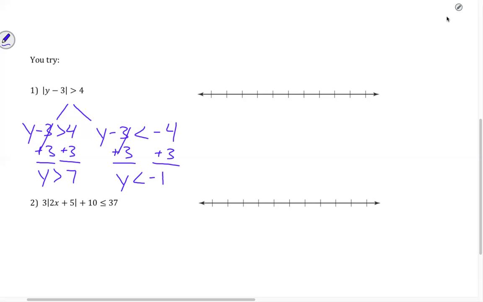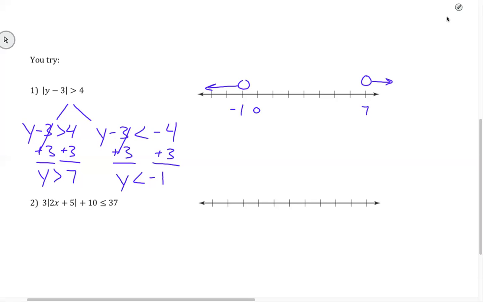From here, I'm going to do it the shorter way. I'm going to put 0 right here, -1 right there, and 7 right there. At -1, it's an open circle. Notice y is less than, so I'm going to shade to the left. And for the one on the left, y is greater than 7, so it's an open circle, and I shade to the right. So that's what number 1 looks like. All good? Good.